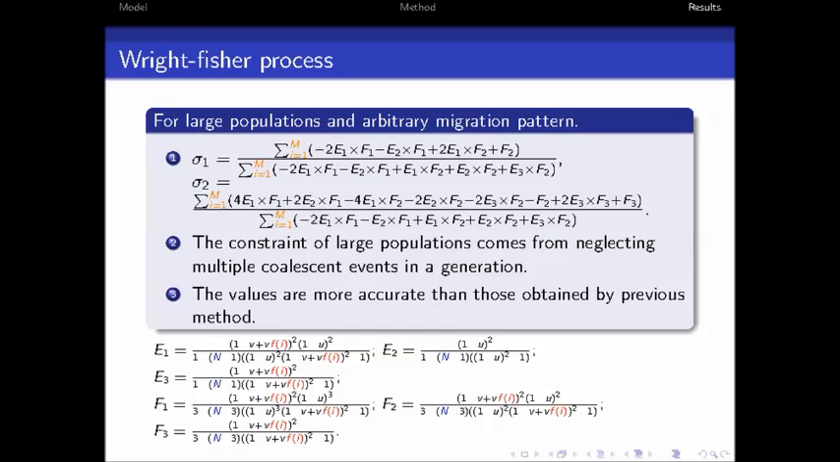In the Wright-Fisher process, the values of sigma 1 and sigma 2 are presented. These values are still effective for arbitrary migration patterns. However, they only hold for large populations. This constraint comes from neglecting multiple coalescent events in a generation. Except for this, the entire derivation no longer uses any other approximation. Therefore, the values should be more accurate than those obtained by previous methods.